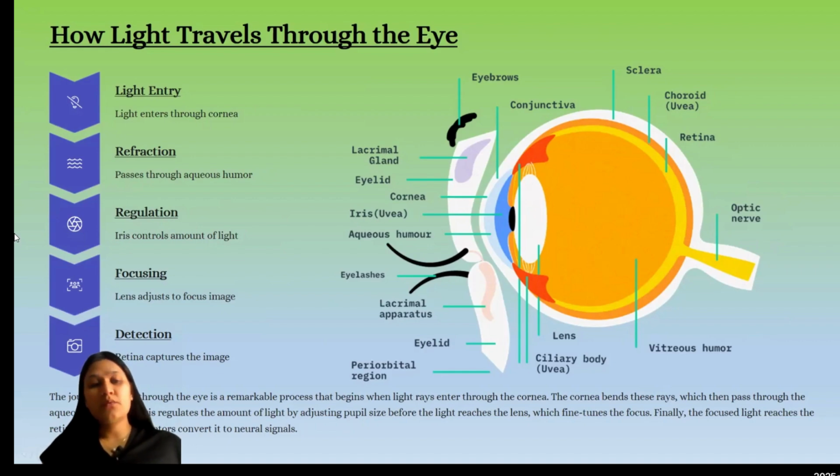Focusing: the focusing part is done through the lens, which adjusts the lens shape according to the object size. Got it? Next, detection. Detection is done by the retina, and the retina will capture the image to produce the neural signals that get transmitted to the optic nerve. I hope you all got this, and definitely this will help you understand how light travels through the eye.